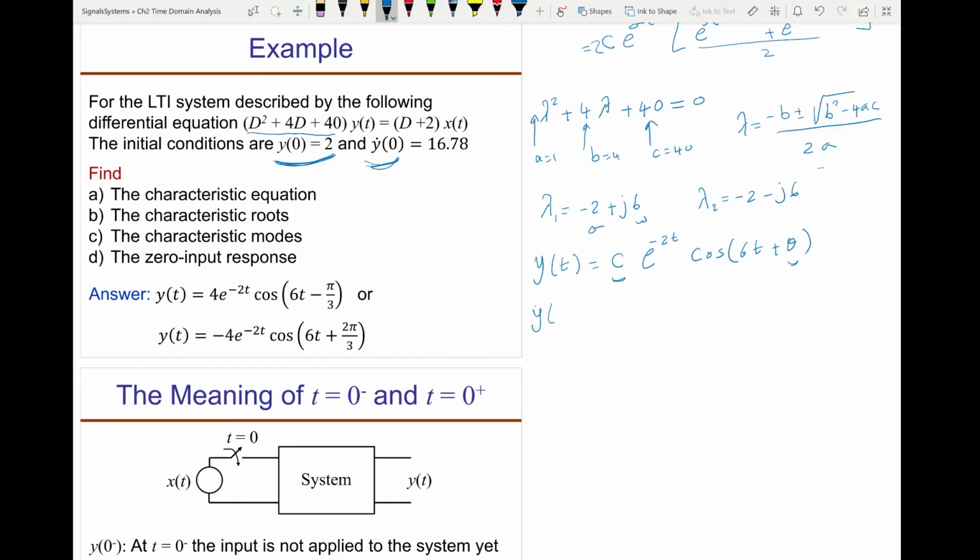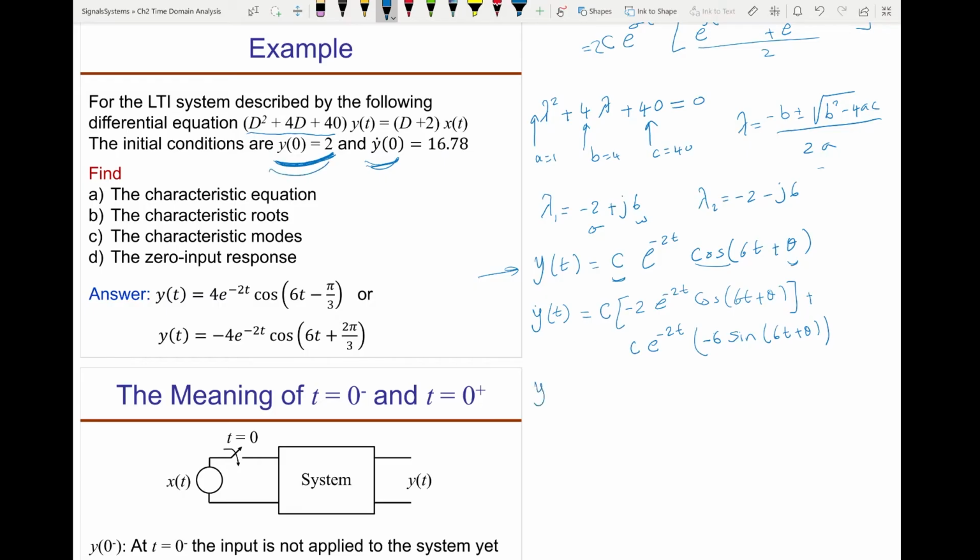The derivative of y with respect to t is, using the chain rule, C times minus 2 e to the minus 2t cosine of 6t plus theta, plus C e to the minus 2t times the derivative of the cosine, which is minus 6 sine of 6t plus theta. Okay, now let's use the initial conditions. First initial condition: if I plug in t equals 0, it should equal 2 according to this.